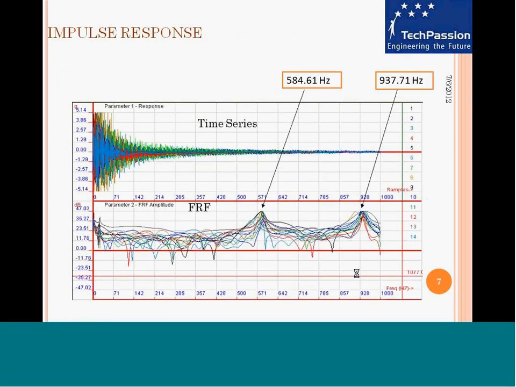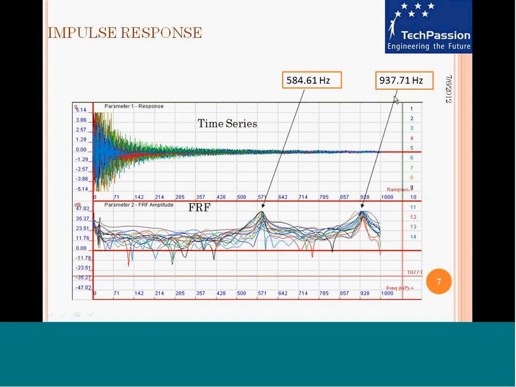So when you take the gearbox and you give an impact to it, the time series of the measured signals looks like what we see in this graph here. And when you do some analysis and compute the frequency response functions, the amplitude of the frequency response function would look like what we have in this picture here. So in the measuring range of up to 1 kilohertz, there are 2 resonant frequencies that are captured. One is at 584.61 hertz, and the second one is at 937.71 hertz.